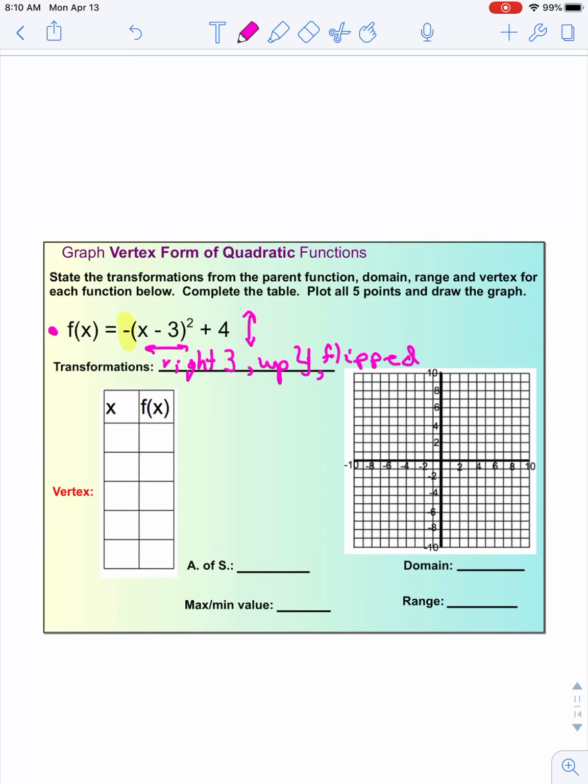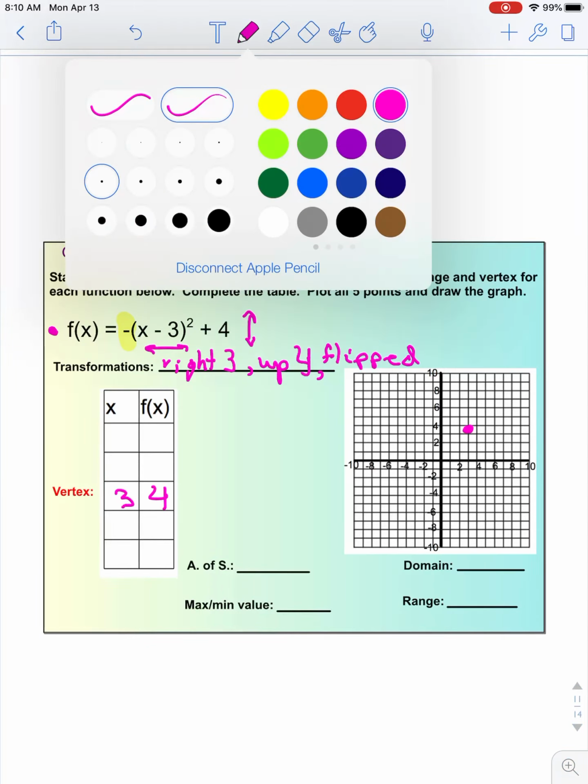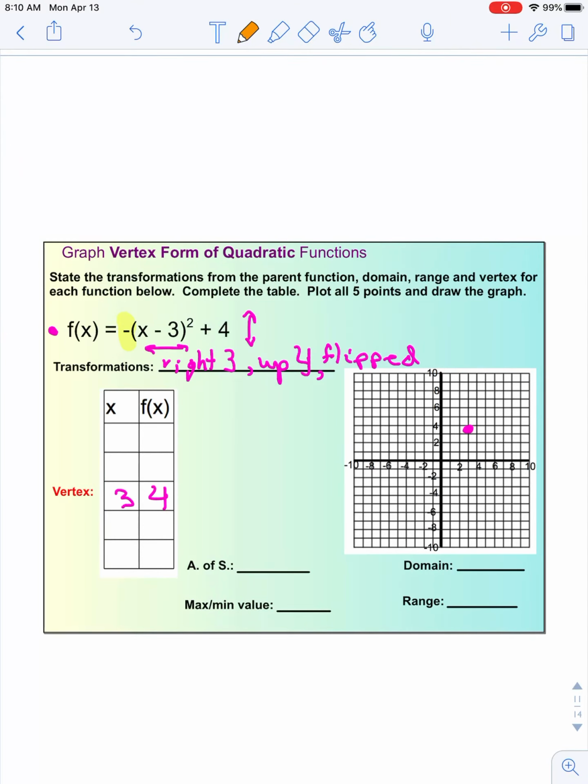So now if I just think about my vertex with that shifting, my regular vertex is at 0, 0. So if I'm going right 3 and up 4, that gives me my vertex as 3, 4, and I can put that in my table. But then again, remember, this is the x value of our vertex right here. This comes from the x minus h squared plus k, and our vertex is our h, k. Remember, it's the opposite. So since this says negative 3, it's positive 3.